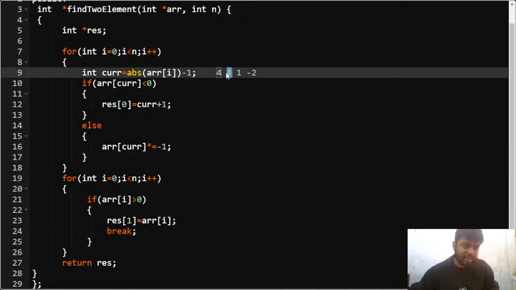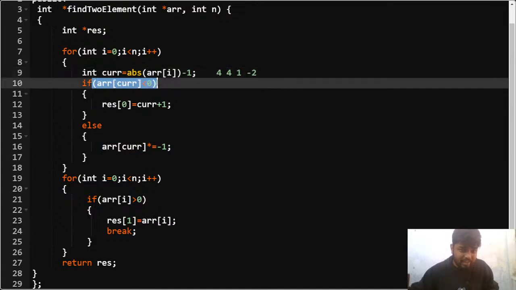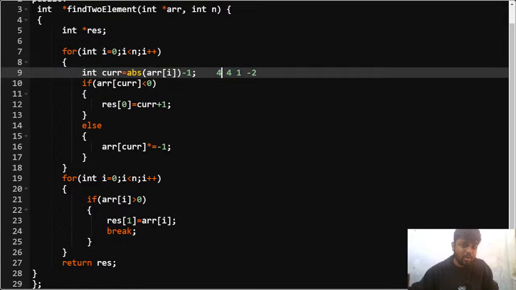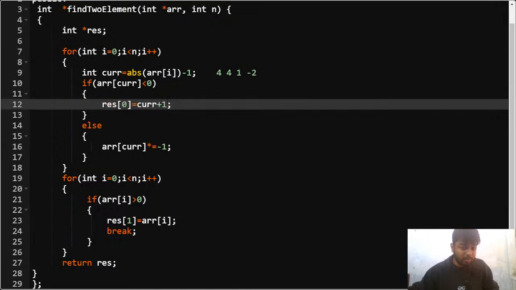Then I come to this 4 again, so I'll see what is the element at index 4. I can say that this particular element is -2, and it is already negative. That means this is the repeating element, because it is already marked -2, so 4 must be occurring 2 times. So I'll say result is equal to current plus 1, because here I had subtracted 1. So in the result, I'll say 4 is the repeating element.